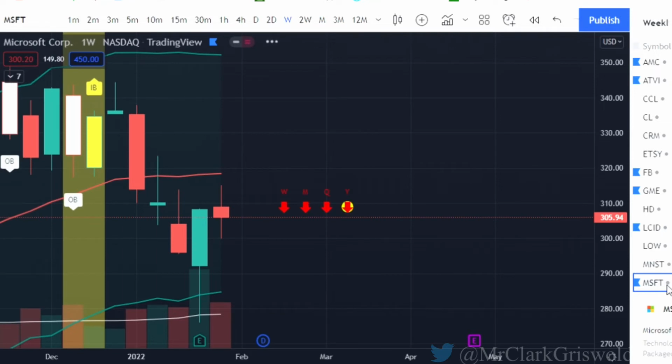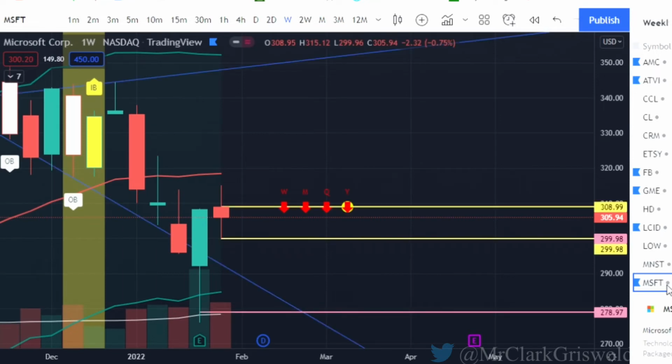Next up, as Rob Smith calls it, Mr. Softy, that's Microsoft. We're looking for a 2 down, 2 up. We'll be looking for a reversal on this play at $299.98. That's where our put trigger is on Microsoft.